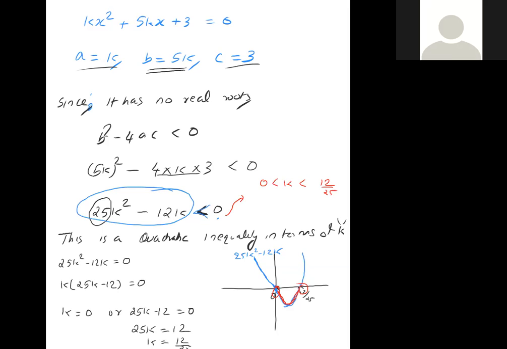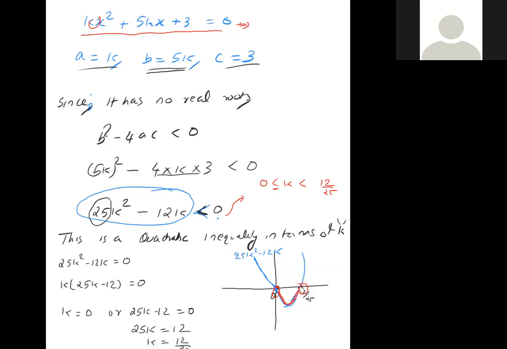But we need to prove this is less than or equal to 0, correct? Okay. Why less than or equal to 0? What is our quadratic equation? kx square plus 5kx plus 3 equal to 0, correct? Suppose if k is equal to 0, then it doesn't make any sense for this quadratic equation. If k equal to 0, that means it is not a quadratic equation at all.